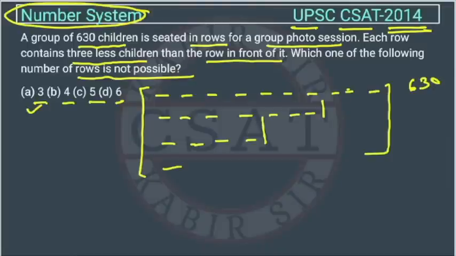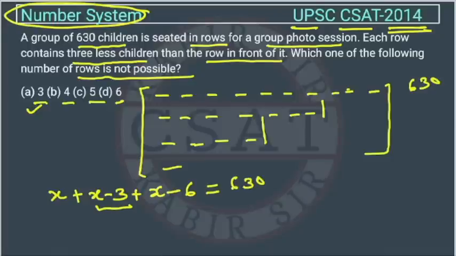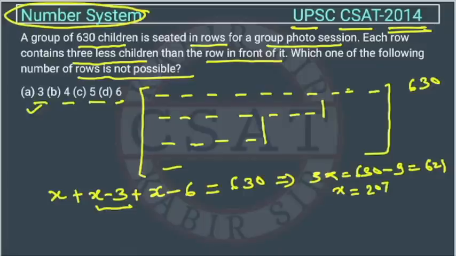If in the first row there are x students, then in the second there will be x minus 3, and in the third, 3 less from the second, so x minus 3 minus 3. So this will become x minus 6. So this total is equal to 630, right? Now solve this. So this will become 3x equal to 630 minus 9, so this will be 621. So x will become 207, right? So this is divisible. We find the value of x is 207. So 3 rows are possible.